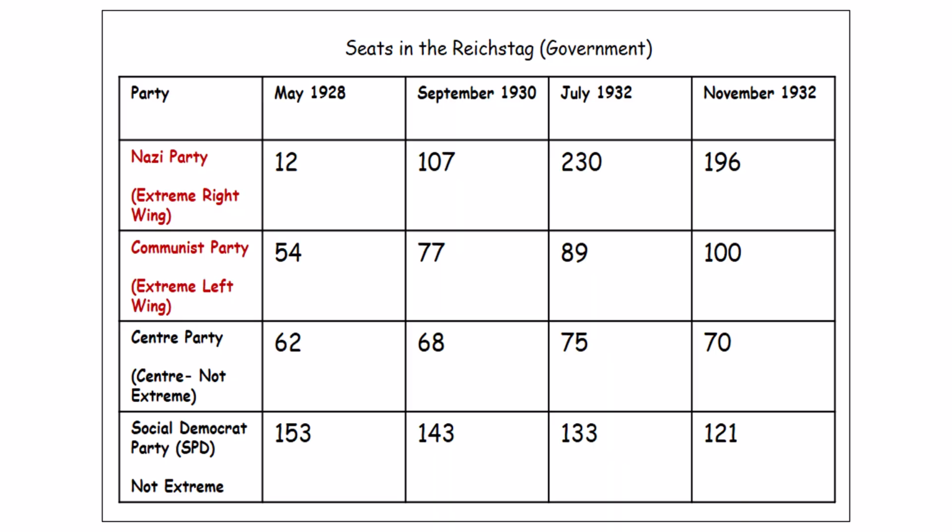This slide shows those results. I want you to focus on the first two rows to begin with. So you can see in May 1928, before the Great Depression, the Nazis on just 12 seats, the Communists on 54 seats. So the Communists were outperforming the Nazis at that time. By September 1930, which is just a year after the Wall Street crash, the Nazis on 107 seats and the Communists on 77 seats. The Communists are getting more support as well.